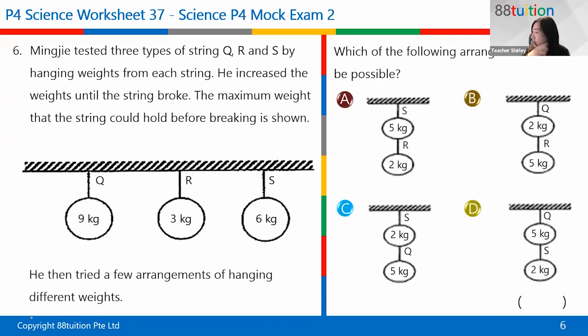Okay, next question is on materials. Min Jie tested 3 types of string, Q, R, and S, by hanging weights from each string. He increased the weights until the string broke. The maximum weight that the string could hold before breaking is shown. He then tried a few arrangements of hanging different weights. Which of the following arrangements would be possible?